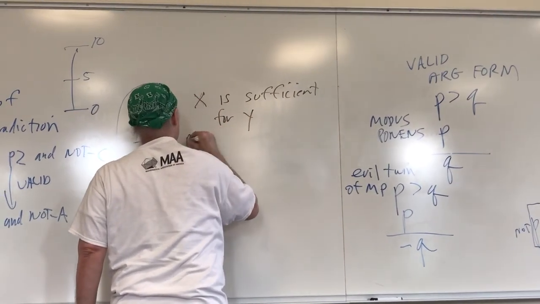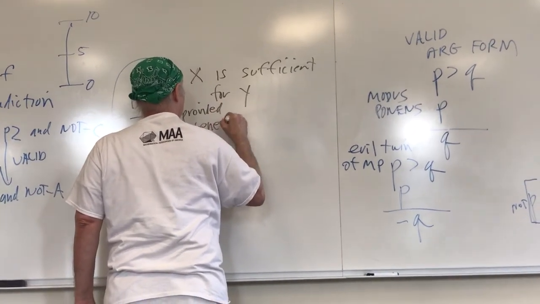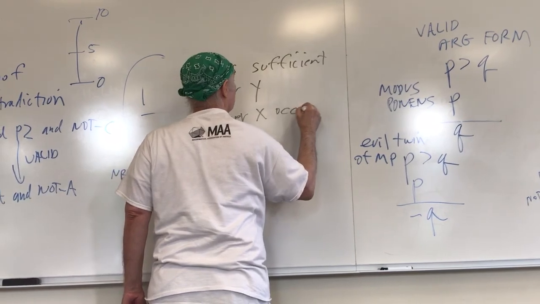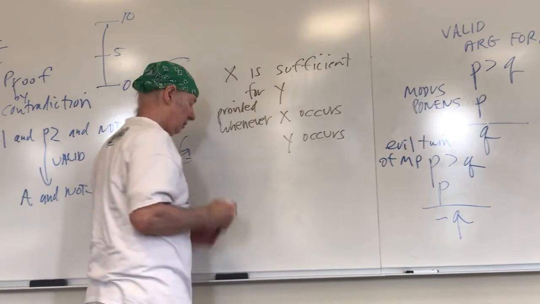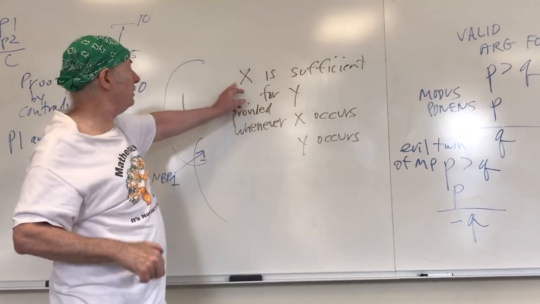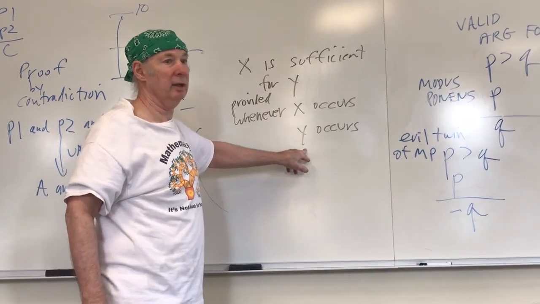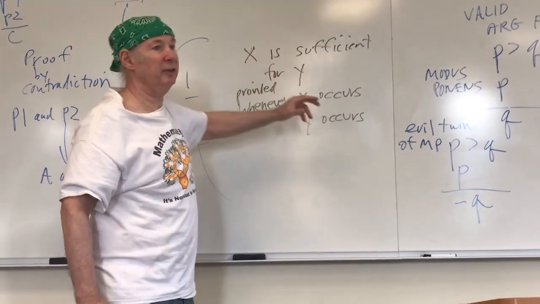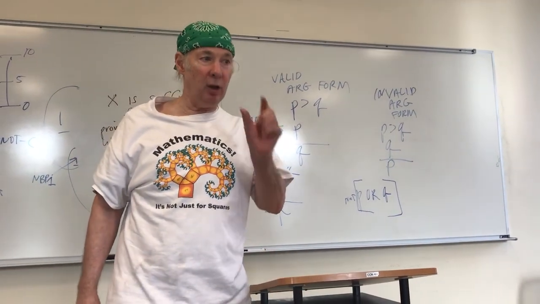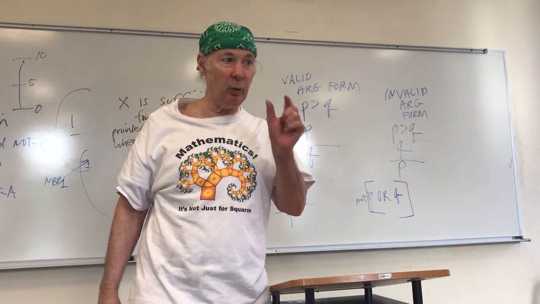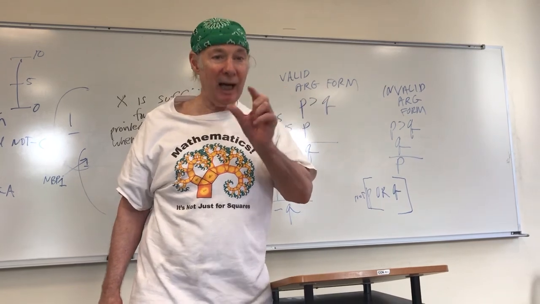X is sufficient for Y provided whenever X occurs, Y occurs. So X is sufficient for Y provided whenever X occurs, Y occurs. So if X is sufficient for Y, when I have X, I have Y. To show X is not sufficient for Y, I have to show I have X and I do not have Y.